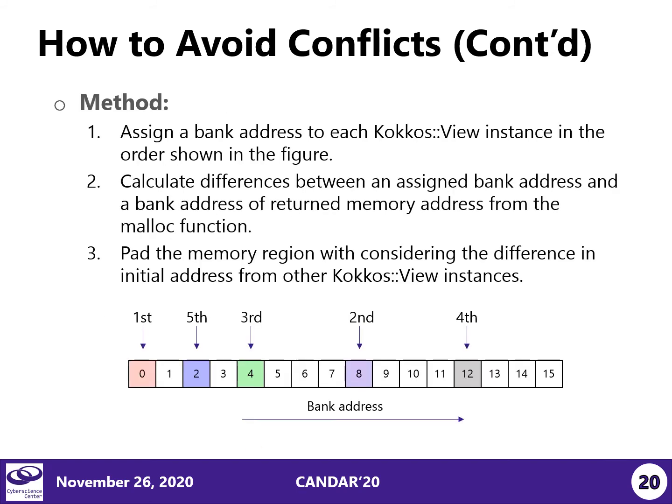I will briefly explain our method. First, each of the Kokkos view instances is assigned a bank address in the order shown in this figure. The first instance is here, and the second one is here, and the third one is here, and the fourth one is here, and the fifth one is here, and so on. Second, we derive the difference between the assigned bank address and the bank address returned from the malloc function. And third, we pad the memory region considering the difference in initial addresses from other Kokkos view instances.